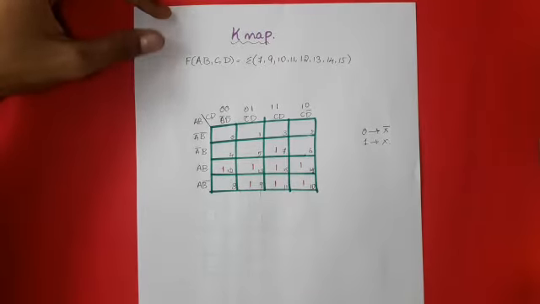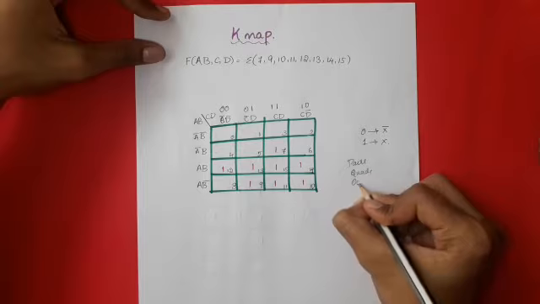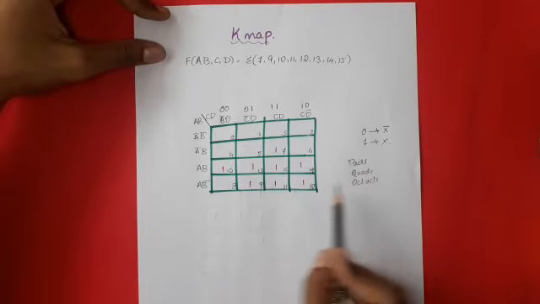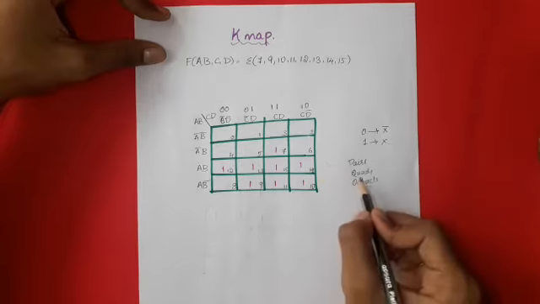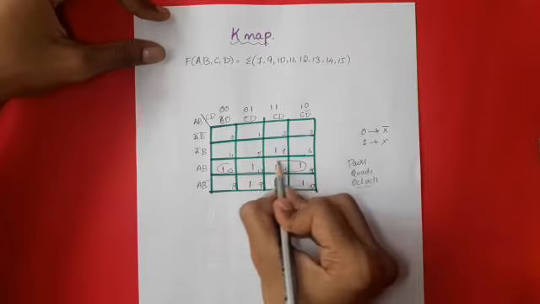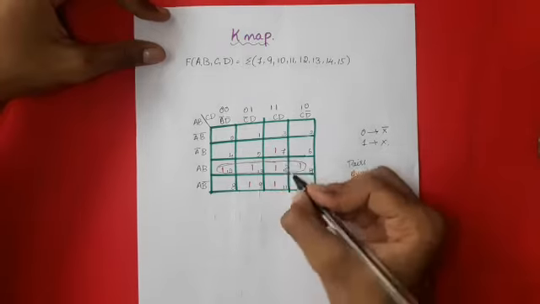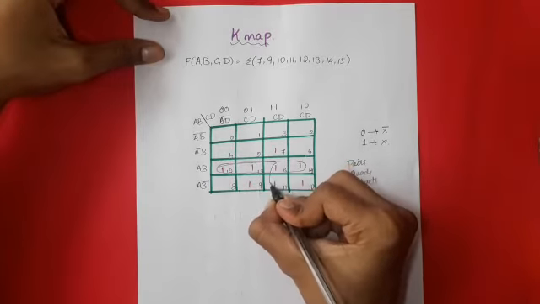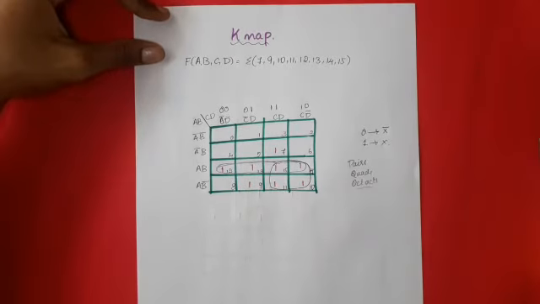Now we can group all the pairs, quads, octets. So first we will search for the biggest one, that is the octet. Octet means there should be 8 ones, so there is no octet here. So we will see for quads. So this can be the first quad, and these 4 we can make as the second quad, and there is no other quad that can be done.